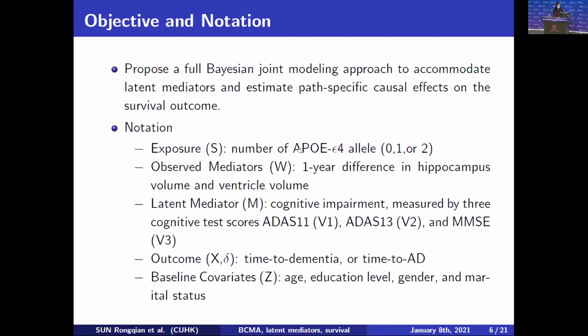So in this case, our exposure of interest is the number of APOE epsilon 4 alleles, and the 1-year difference in hippocampus and ventricle volume are two observable parallel mediators. The cognitive impairment is the latent mediator denoted by M and measured by 3 observable test scores, ADAS-11, ADAS-13, and MMSE. So higher values of the first two and lower values of the last indicate poor cognitive ability. And our outcome of interest is the time to dementia, or time to AD. The ultimate goal of this analysis is to simultaneously achieve the measurement of the latent mediator and the estimation of the path-specific causal effects through a joint modeling approach.